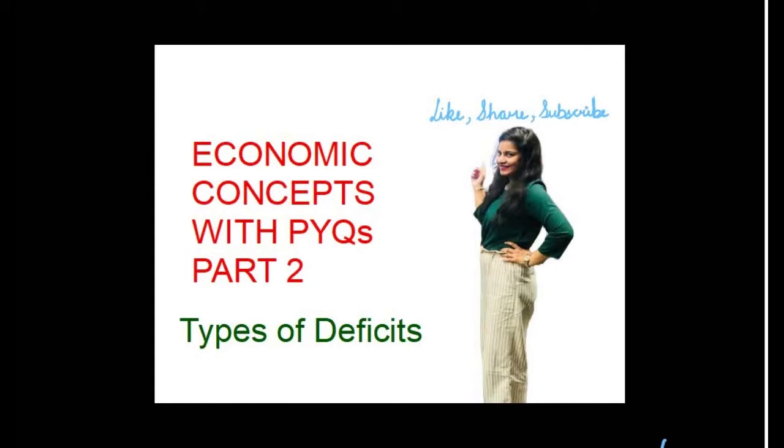So it's our second lecture in the series of economic concepts with PYQs. In this video, we will try to find out the difference between capital receipt and revenue receipt by taking the real life example of normal human life. Then we will apply this to government budgeting. Finally, we will understand various types of deficits. In the end, we will see UPSC PYQs based on this.